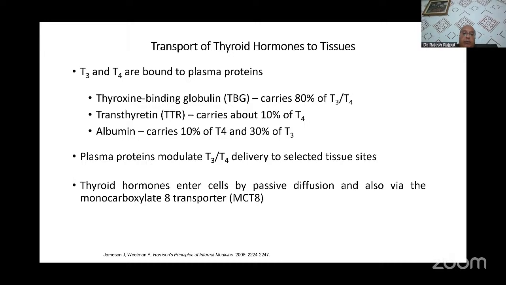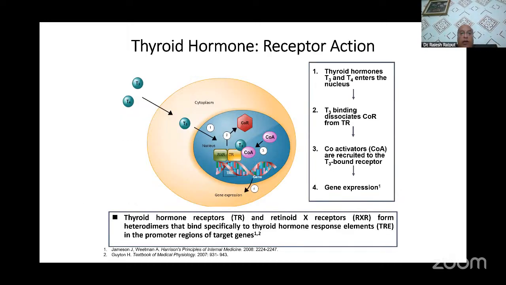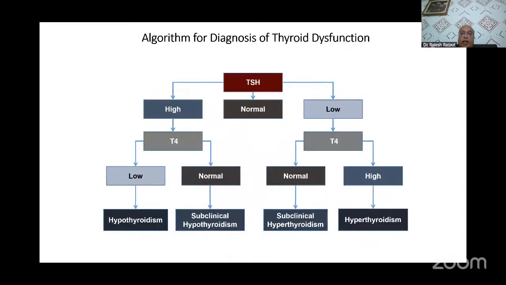Now, these plasma proteins carry T3 and T4 to various tissues, and in the tissues, through the transporter mentioned here as MCT8, monocarboxylate transporter 8, the thyroid hormone goes inside the cell. Once inside the cell, it will bind to the nucleus and will cause various physiological actions of thyroid hormone. So, this is in brief and in a very simplistic form how thyroid hormone is secreted from the thyroid gland, carried in the plasma to various tissues, and then enters the nucleus and carries out its actions.